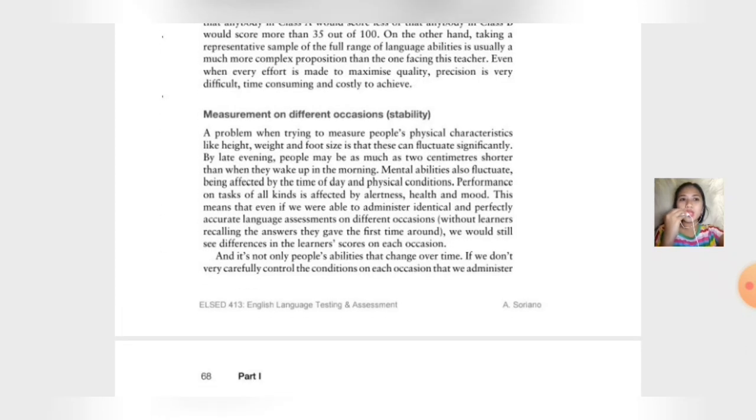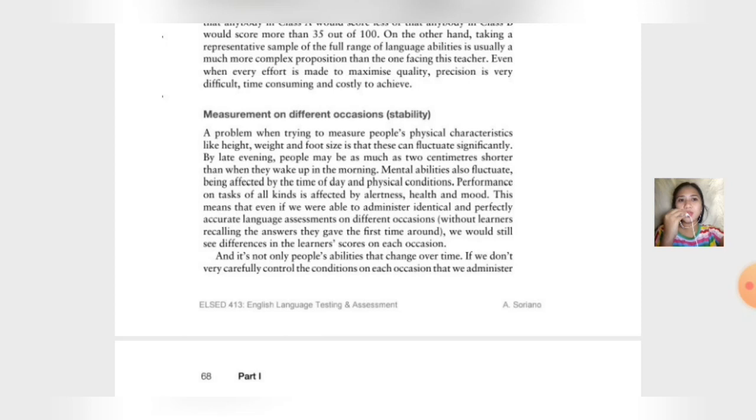Measurement on different occasions: stability. A problem when trying to measure people's physical characteristics like height, weight, and foot size is that these can fluctuate significantly. By late evening, people may be as much as 2 centimeters shorter than when they wake up in the morning. Mental abilities also fluctuate, being affected by the time of day and physical conditions. Performance on tasks of all kinds is affected by alertness, health, and mood.